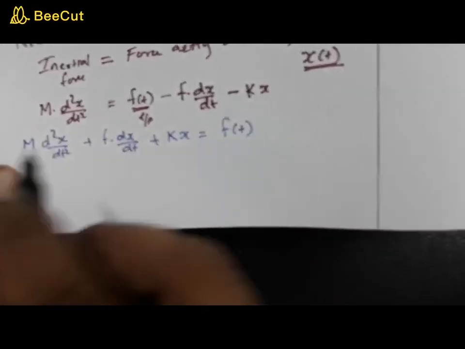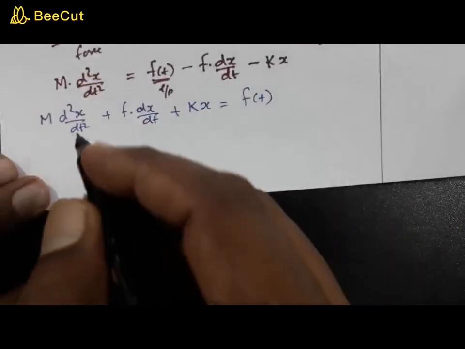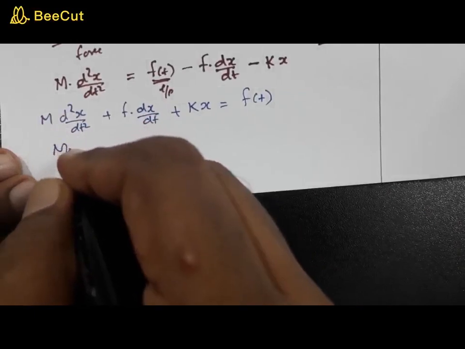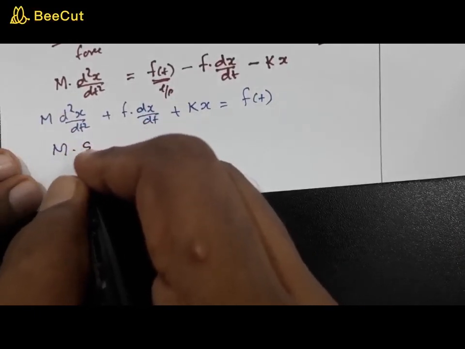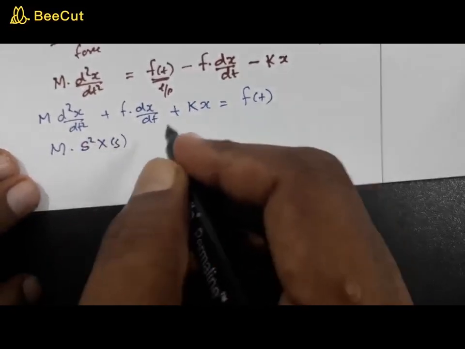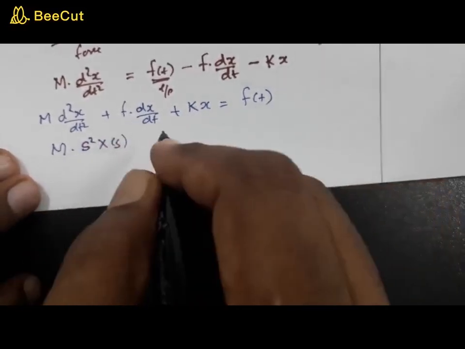Now this is it. So what's next? Applying the Laplace transform throughout this equation, you will get m into s square into X of s, and you have tail terms, minus something and something, which will be neglected.